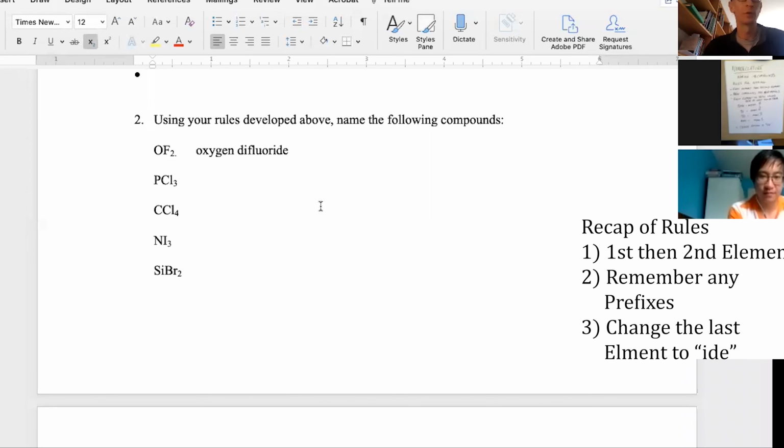That works for me. Okay, let me do the next one. Yep. And I'll try to do it the same way you did, which is to say the first element is that P, which is phosphorus. Oh, phosphorus, double P. It's okay. Yep. And the second element is chlorine. And I've got three chlorines, so I'm going to call it trichlorine. And I'm going to remember that I have to change the INE to IDE, phosphorus trichloride.